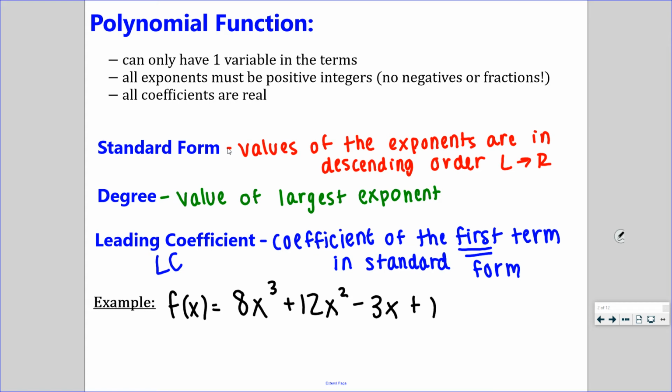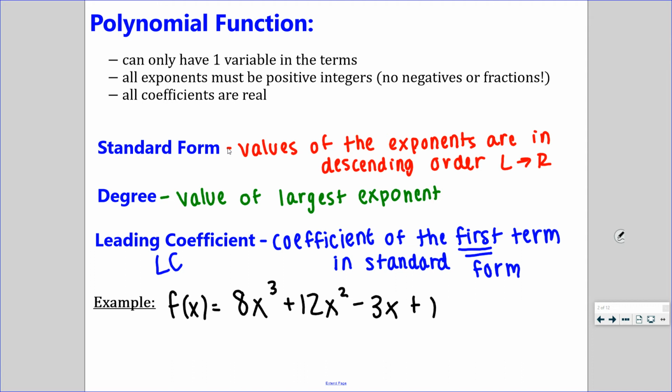Okay, let's go through the criteria. I just have x's, right? All of my exponents are positive integers, meaning whole numbers. I have a power of 3, a power of 2. What do I have a power of here? 1. That's still positive, okay? Just can't have any negative exponents or fraction exponents. If you saw something like this, not a polynomial. That's something else. If you saw something like this, also not a polynomial. And I even wrote this in standard form, listing my largest power term first, descending order from left to right. So your constant shows up last.